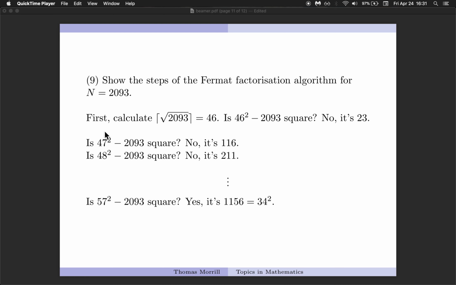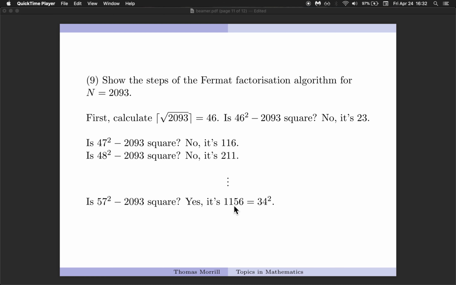And I ask, is 47 squared minus 2093 a square number? No, that one is 116. Is 48 squared minus 2093 a square number? No, it is 211. So after 11 steps, there's only so much I can put on this slide. After 11 steps, I get to asking, is 57 squared minus 2093 a square number?